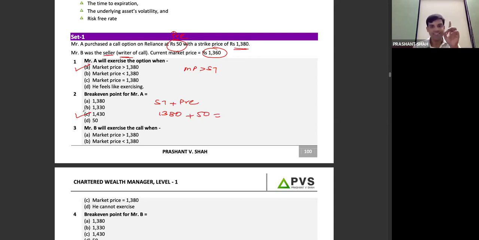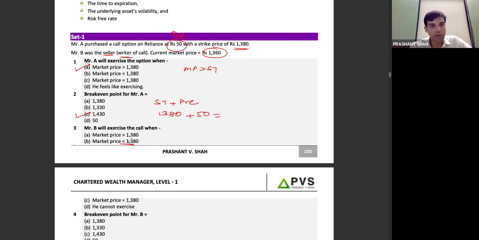Now, third question. This is where many a time students go wrong. So, Mr. B will exercise the call option when... I'll tell you what is the most common answer I get when we solve this exercise in the classroom. Usually students say it is when the market price is less than 1380. But no, that's not right.